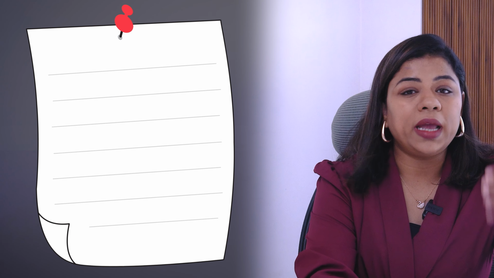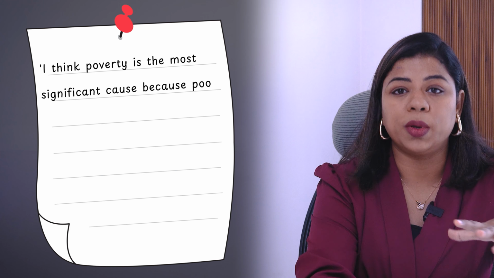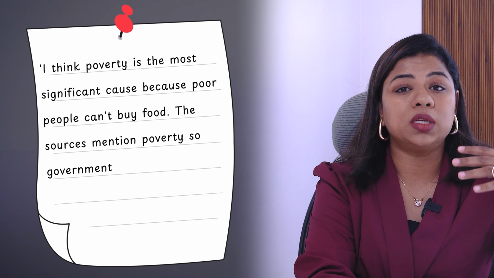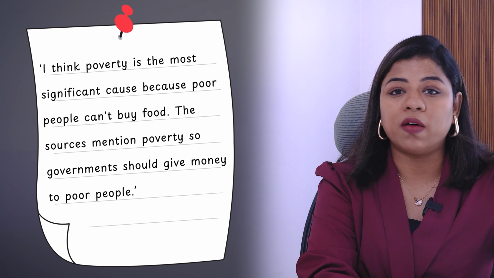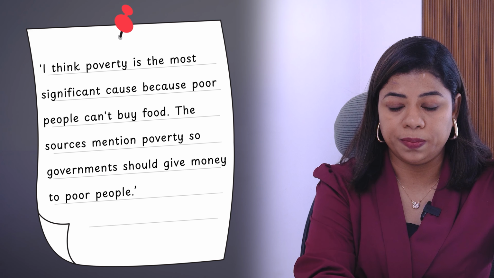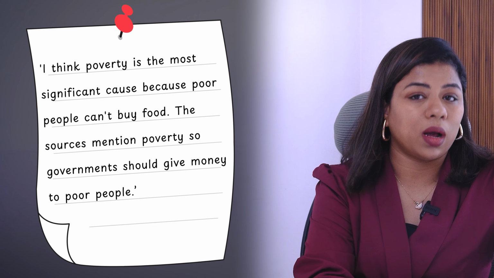So let me show you exactly what this means using a real example from question 1D. So the question said that using source 1 and 2, identify the most significant cause of hunger that governments should address. And here's what Marcus wrote in September's exam. He wrote, I think poverty is the most significant cause because poor people can't buy food. The sources mention poverty, so government should give money to poor people. The result, he ended up getting 2 marks.